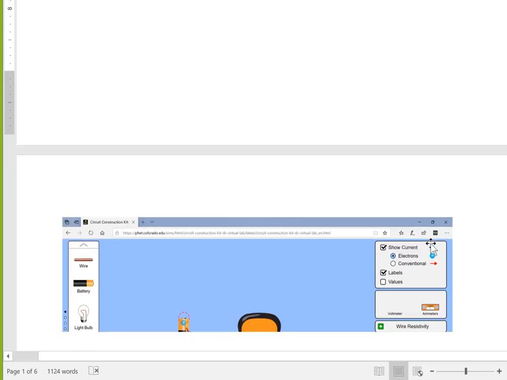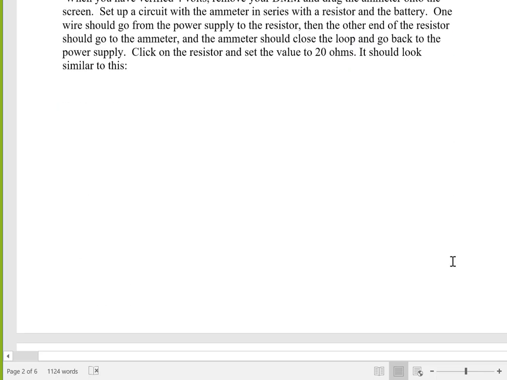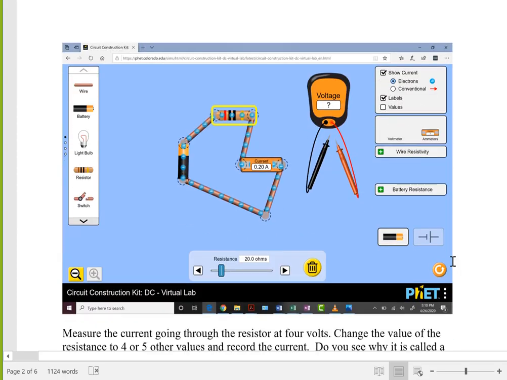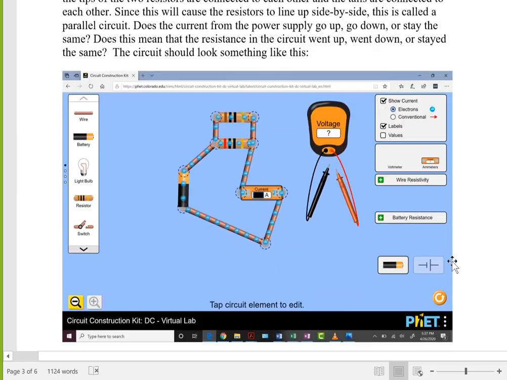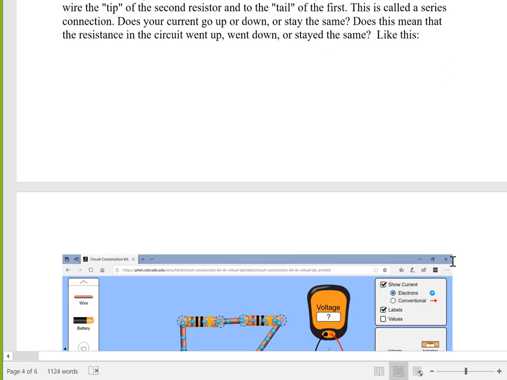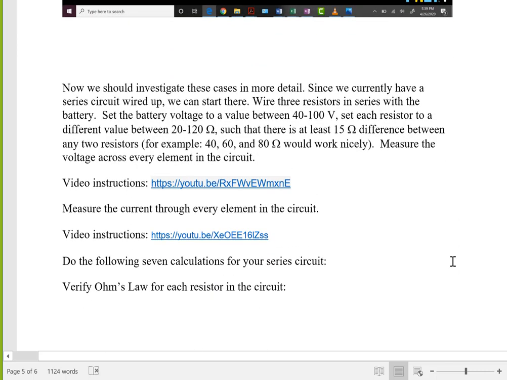So you're going to construct, I made some screenshots here. This is what it's going to look like. You've got your voltmeter and your ammeter. You can select them on the right side there. You're going to do a few things and make a graph or two. This walks you through what you're going to do in lab. And then it gets a little more complicated. And then you're going to do what we talked about today. You're going to set up three resistors in series. And here are some links to some video instructions for how to do those measurements.